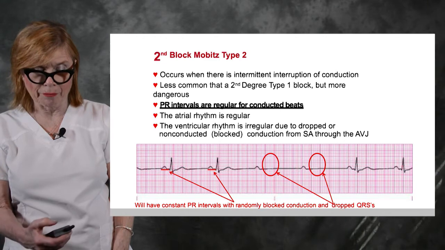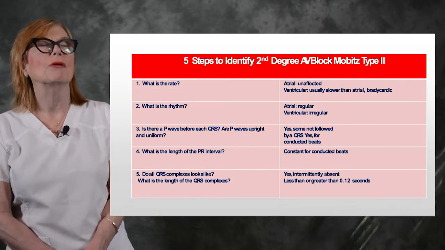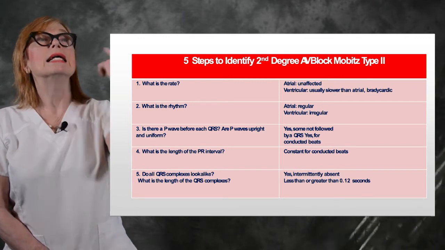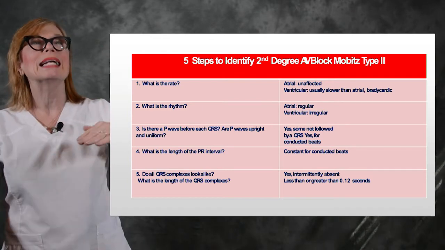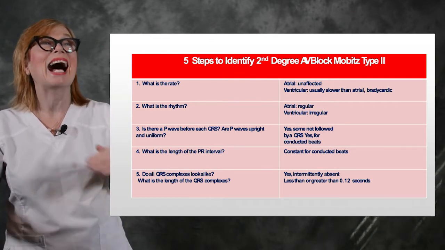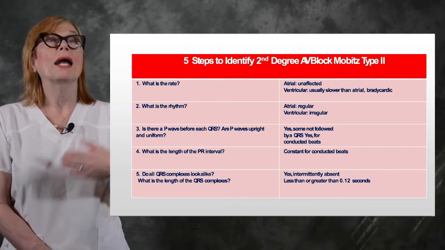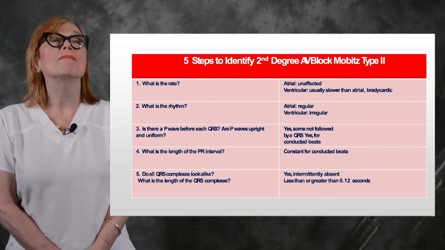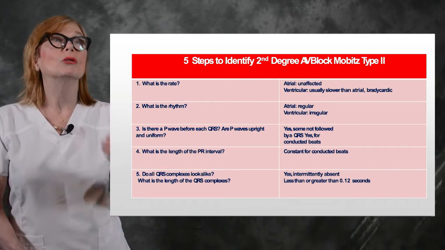Okay, so five steps to identify second-degree AV block, Mobitz type 2. The atria: P to P interval stays right on time. Ventricular rate is irregular and it is not constant with the P. So atrial rate regular, ventricular rate irregular. There's a P wave before every QRS that's conducted, for those conducted beats.